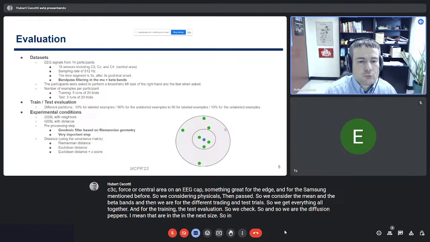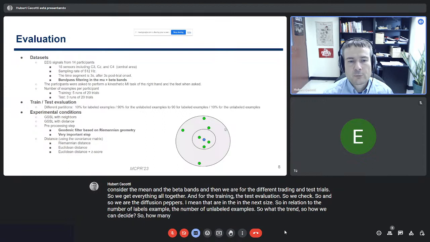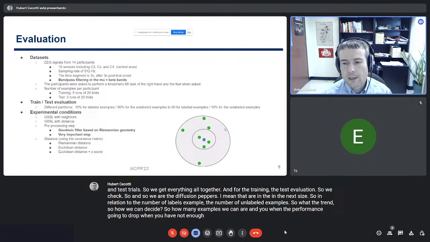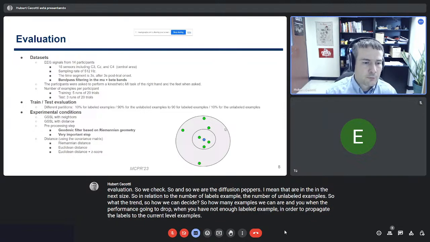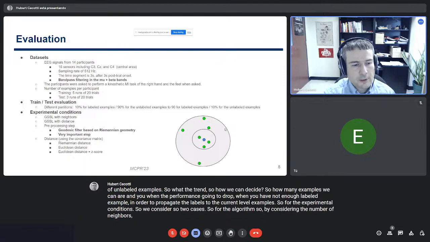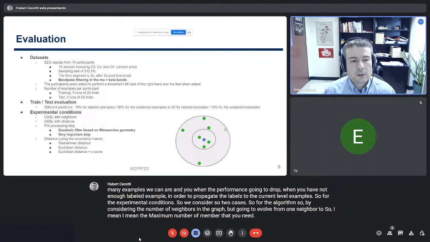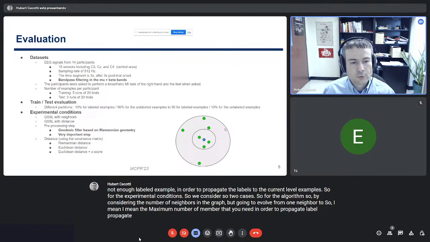In relation to the number of labeled examples and the number of unlabeled examples, we look at the trend: how many examples we can have until the performance really drops, when you do not have enough labeled examples to propagate the labels to the unlabeled examples. For the experimental conditions, we consider two cases. For the algorithm, we vary the number of neighbors in the graph, from one neighbor to the maximum number of neighbors you need to propagate labels to all the examples in the graph.